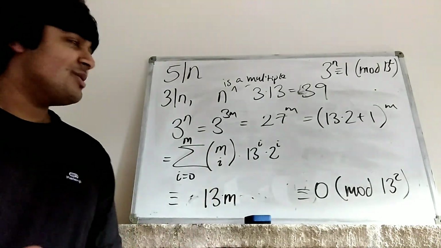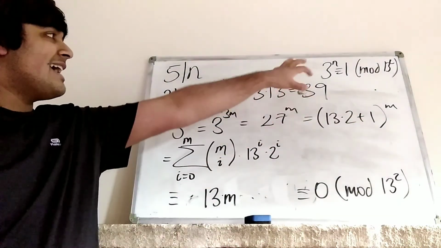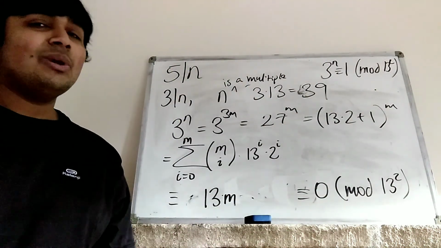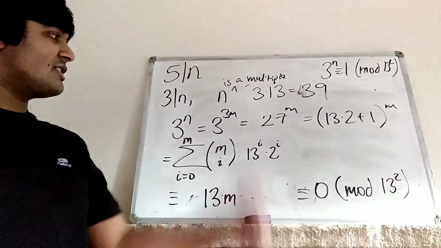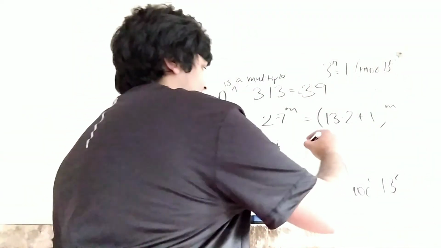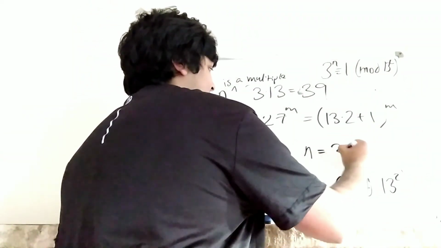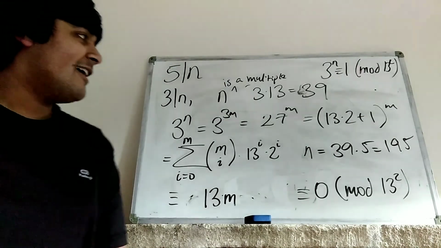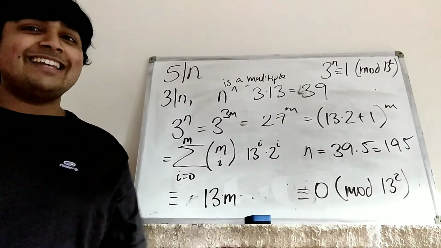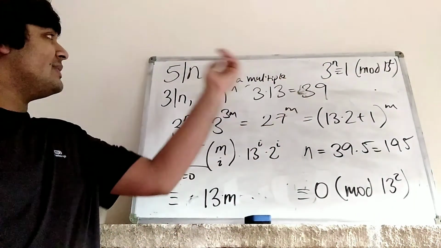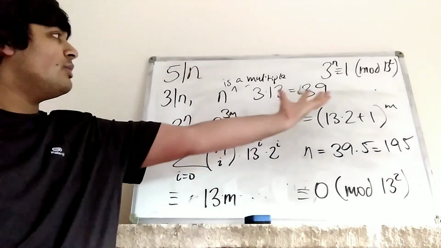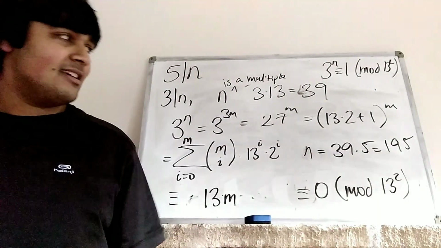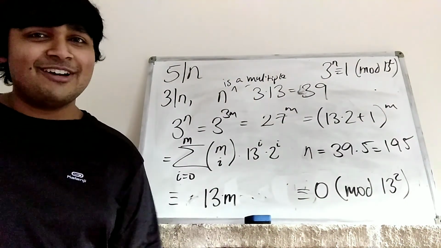So now we've got two conditions. n must be a multiple of 5, and n must be a multiple of 39. You can check for yourself the smallest n for which both of those conditions are satisfied is when n is 39 times 5, which is 195. So that's our final solution. n is 195, because we need n to be both a multiple of 5 and a multiple of 39, and the smallest positive integer which satisfies that is 39 times 5, which is 195.